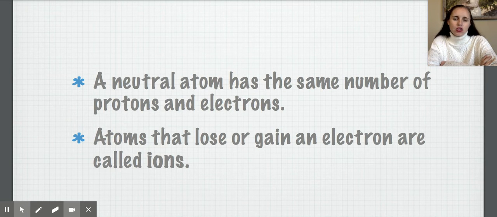By gaining or losing an electron, it allows you to have full valence shells, and it allows these ions to be more stable. So ions tend to be more stable than neutral atoms.